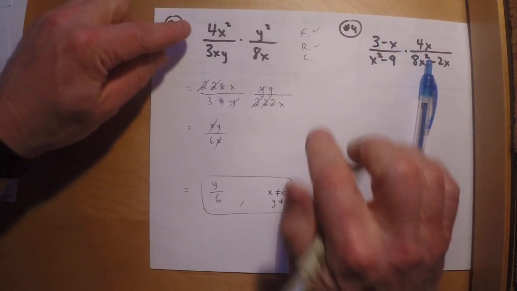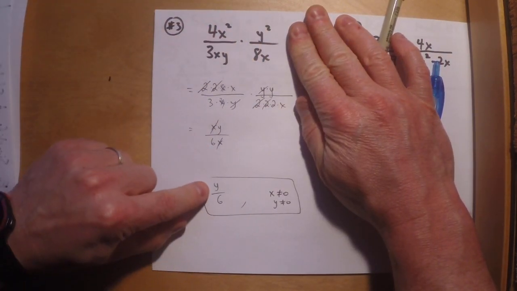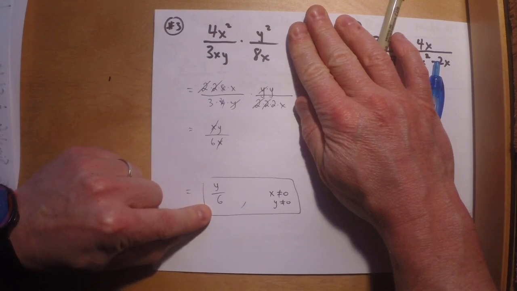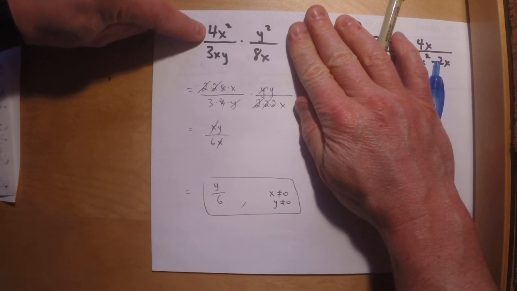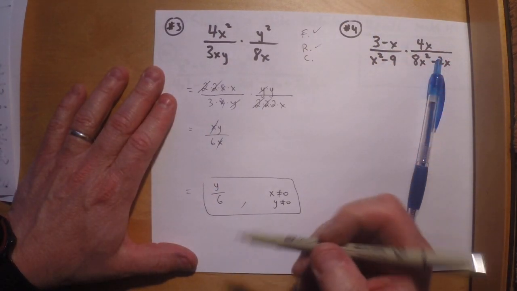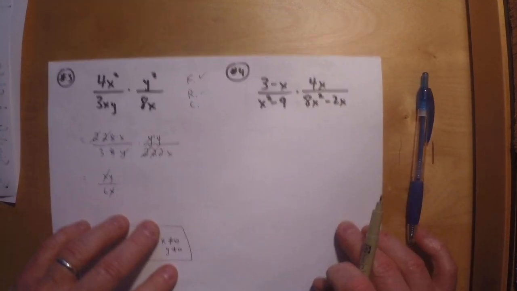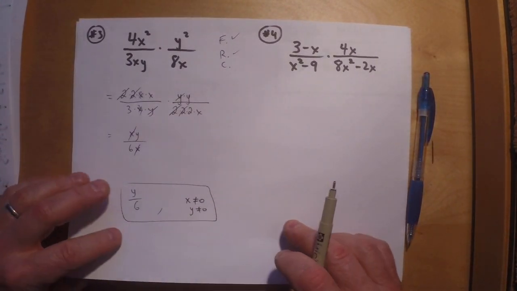So who would have thunk that question there, that mess, is the same thing as y over 6. And that's why math people do this. Would you like to work with this or that? I'll take that any day. But it has some restrictions I've got to keep in my back pocket. Okay, next one. And then we're on to dividing.